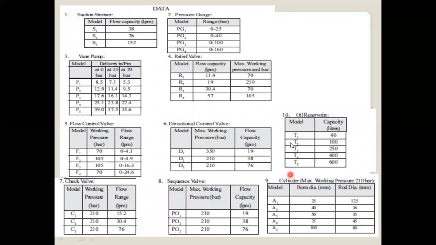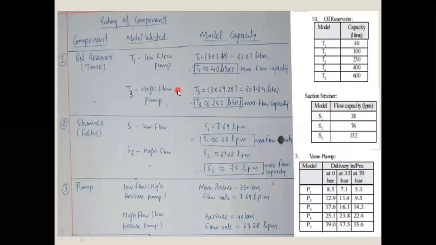Then the next thing is the selection of the different components. You are seeing that a tank is there, a filter is there, then the DC unloading valve, and the pressure relief valve. So how will we do their selection? For their selection, we have to consider the manufacturer's catalog. Using this manufacturer's catalog, we are doing the selection.